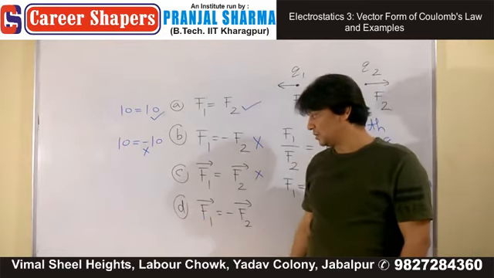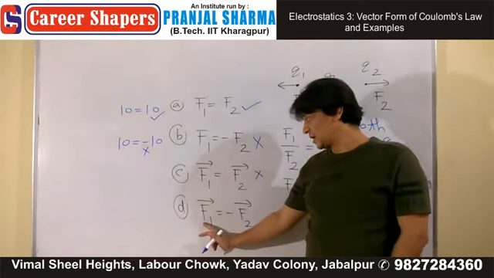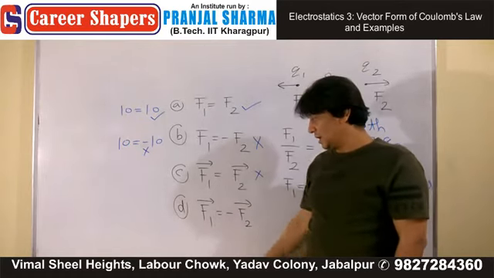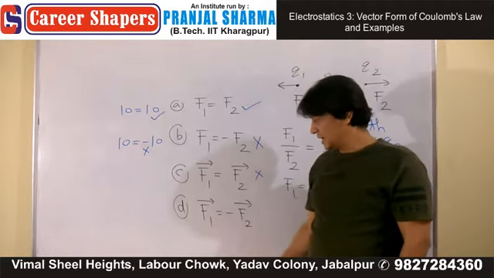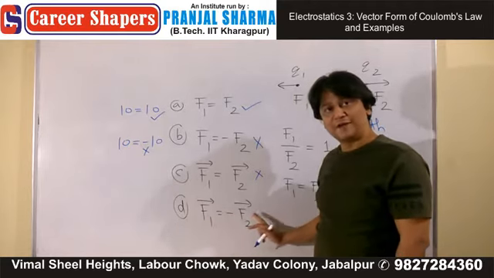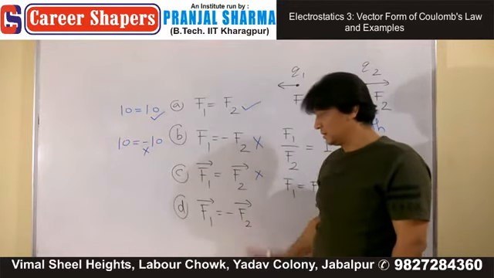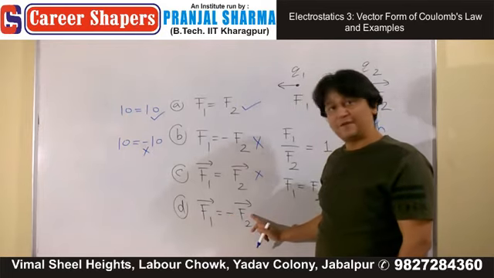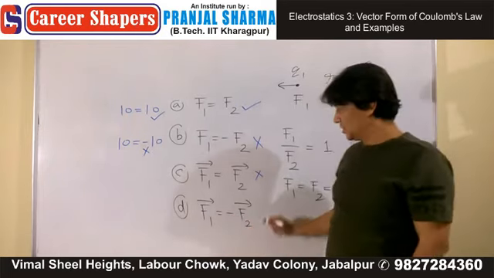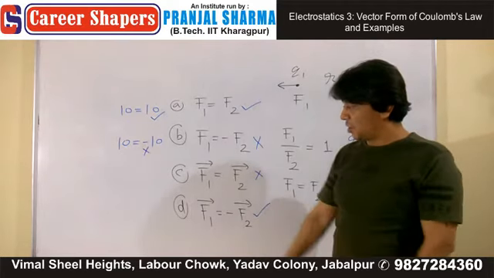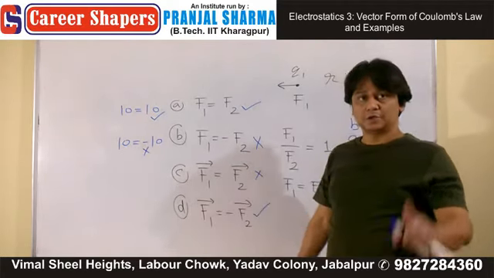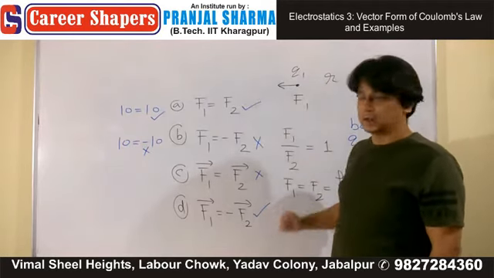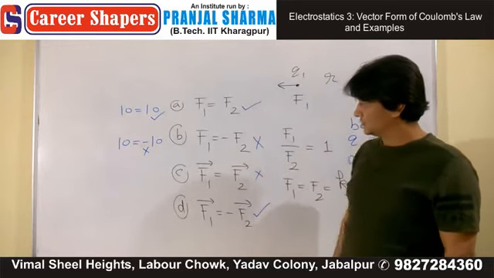What about fourth option? Fourth option says both vectors are of equal magnitude, but direction of F1 is opposite to that of F2. How do you read this thing? Direction of F1 is opposite to that of F2, and they have same magnitude, which means this option D is also correct. The correct answer is A and D.